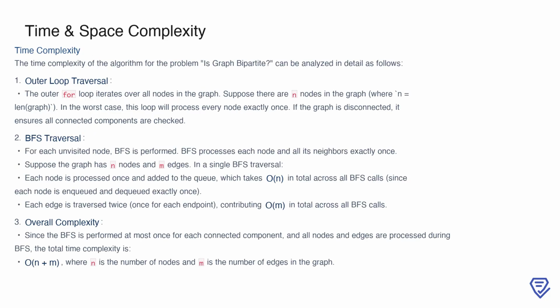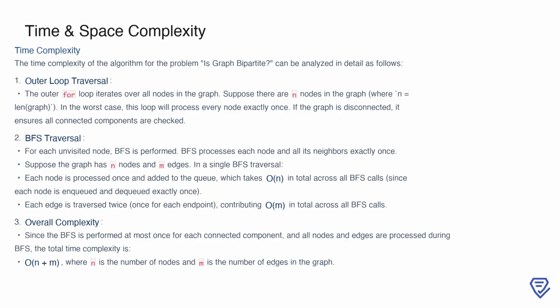To analyze the time complexity of the algorithm for determining if a graph is bipartite, let's break it down step by step. First, we have the outer loop, which iterates over all the nodes in the graph. If there are n nodes in the graph, then this loop ensures that every single node is considered. In the worst-case scenario, if the graph is disconnected, the loop ensures that all connected components are accounted for. Now, within this loop, a breadth-first search, or BFS, is performed for each unvisited node. BFS processes every node and its neighbors exactly once.